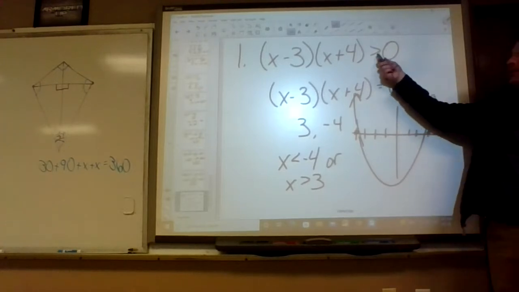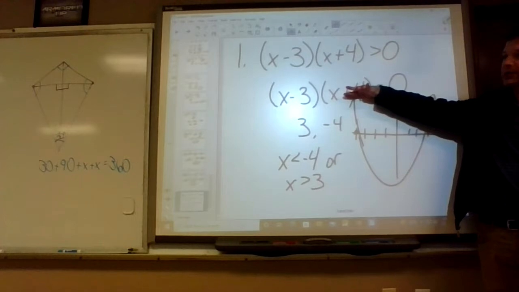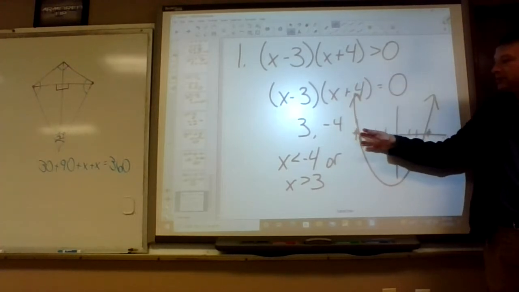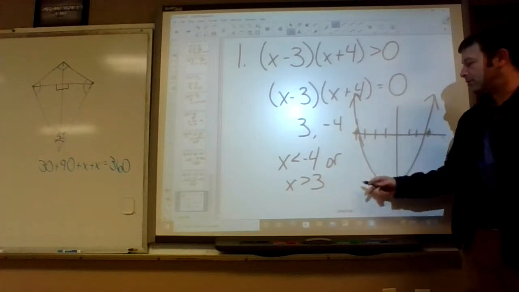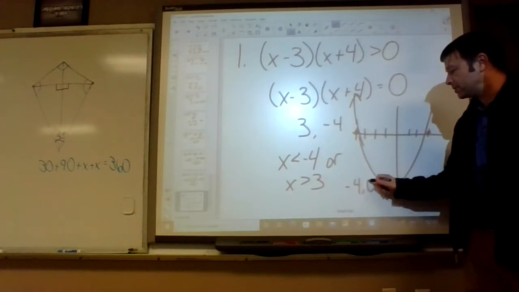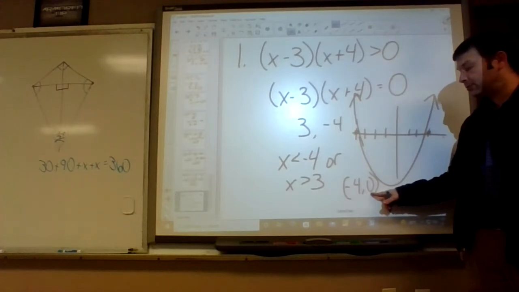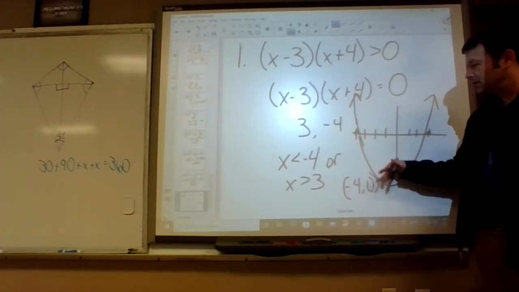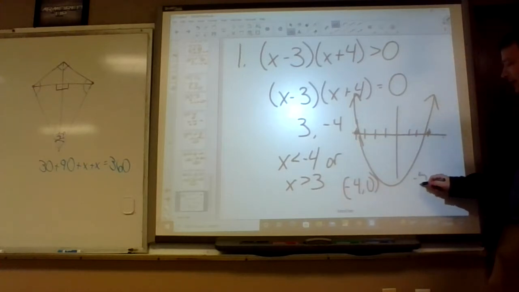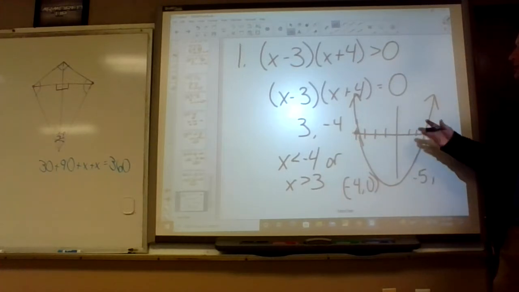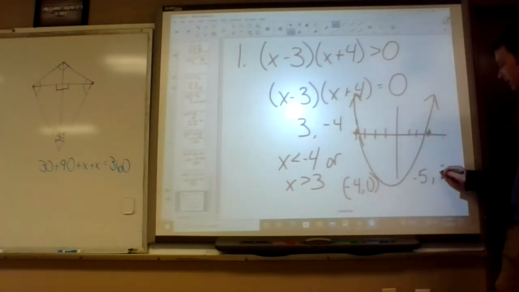So if it says greater than 0, you want to know where the graph is above the x-axis. The value right at negative 4 is negative 4, 0. This is the x value, and the y value is like the function value. But anything to the left of that, like if we plugged in negative 5, we're going to get a positive something. It'd be like negative 5, 8.